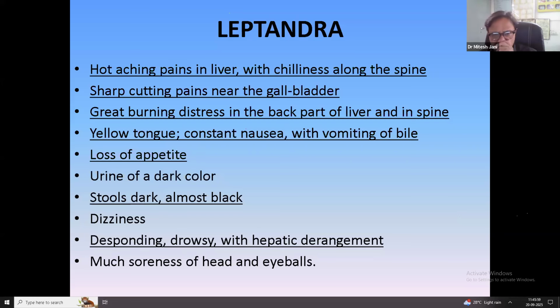Yellow tongue, constant nausea with vomiting of bile and loss of appetite. These are the symptoms of jaundice and hepatitis. Stools are dark, almost black. Usually in jaundice the stool is white, but here the stool is dark and almost black. Drowsy with hepatic derangement, and dizziness is there. Urine is dark colored, much soreness of the head and the eyebrow.